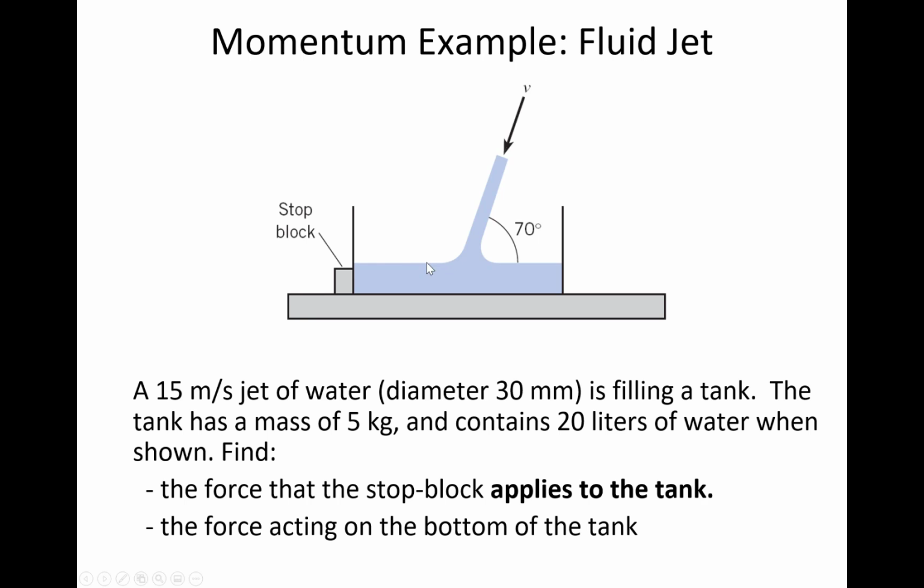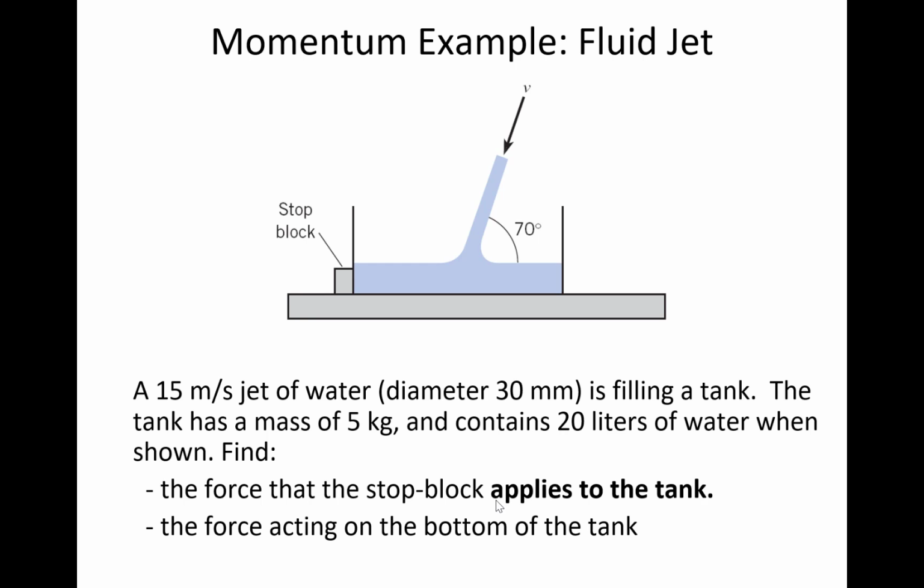And what we want to find out is, because of this fluid jet coming in, that's going to cause a reaction against the stop block to the left. If this stop block wasn't there, it's possible that the tank would start sliding to the left. And so what we want to know is the force that the stop block applies to the tank. And so you can see that I've put in bold here just to draw your attention to that, there is an equal and opposite reaction occurring.